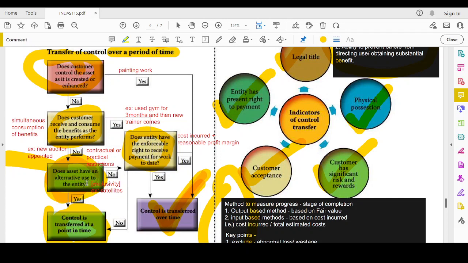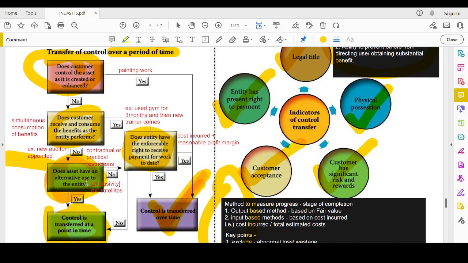For example, I'm giving an asset like tables and chairs. You can have an alternative use, right? If you don't need it for an office, you can take it to your home. Correct, so it has an alternative use. Then, if it has an alternative use, control is transferred at a point in time.